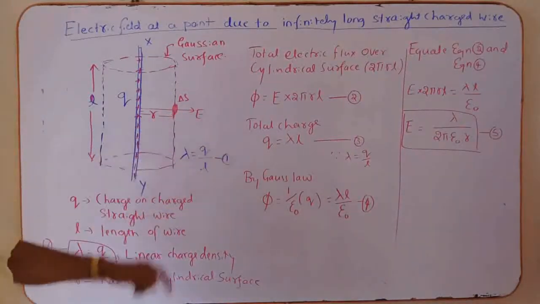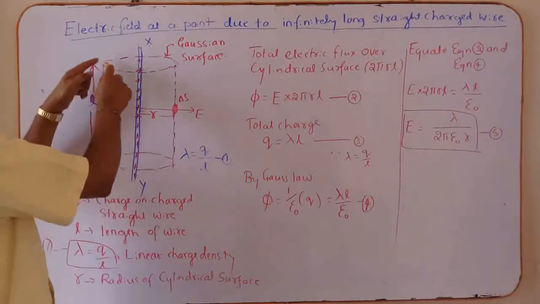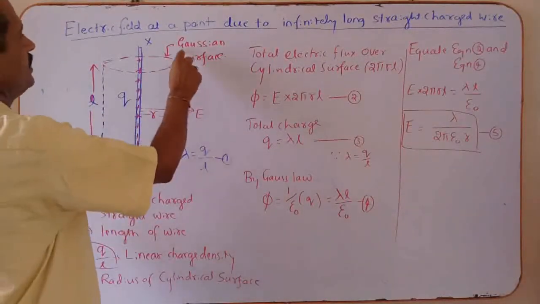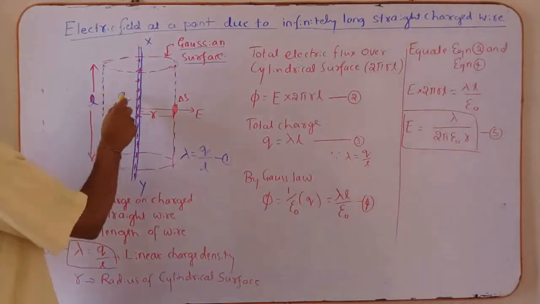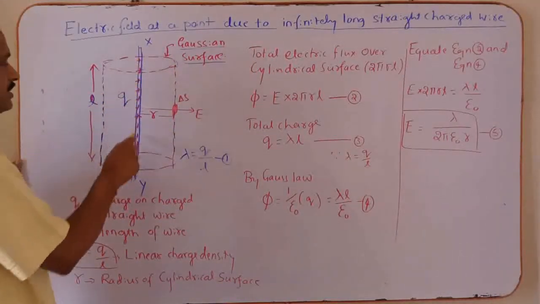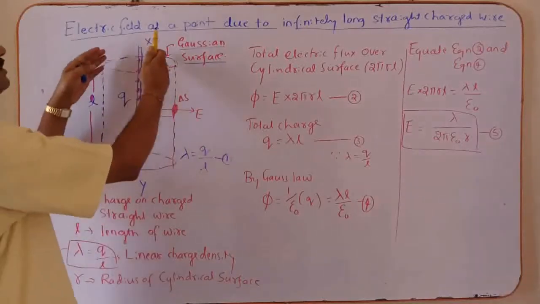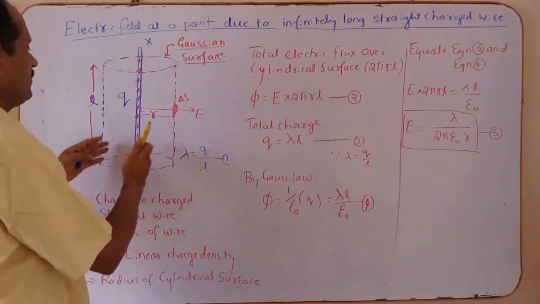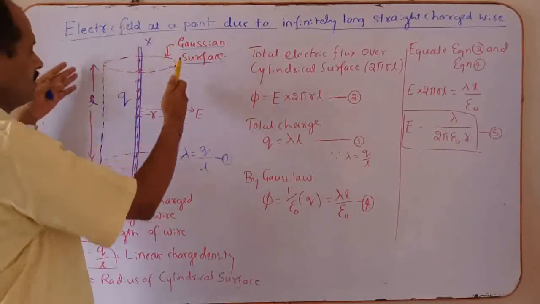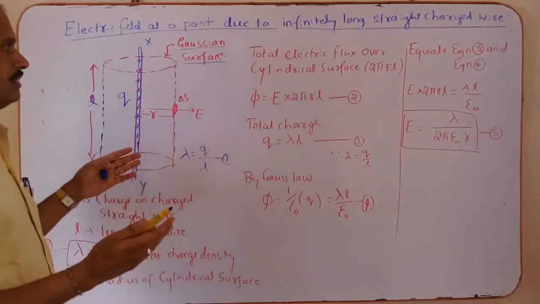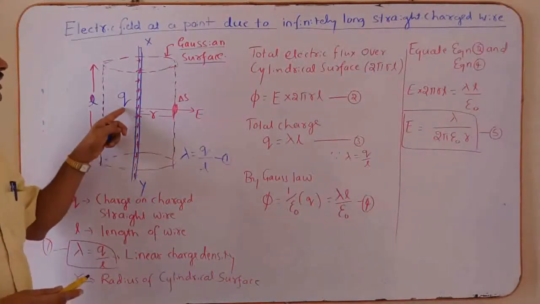Delta S is the small area. Now draw the cylindrical surface. It is the Gaussian surface. Imagine whatever the charge is on the straight wire, the same charge is on the surface of the cylinder, the cylindrical surface, that is also enclosed by the charge Q.